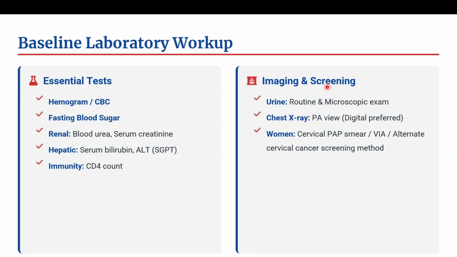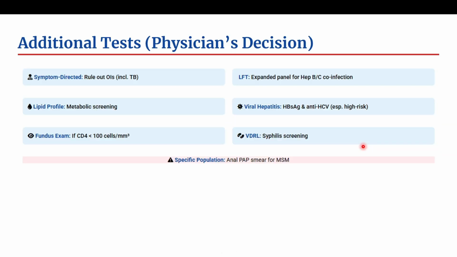Also do a urine routine microscopy examination, chest X-ray to rule out pre-existing cavity or TB, cervical pap smear or alternate cervical cancer screening method before starting the patient on antiretroviral therapy. Additional tests are physician decisions based on the patient's pattern: to rule out opportunistic infections including TB, metabolic screening, fundus examination if CD4 count is less than 100, expanded LFT for hepatitis B and C co-infection if present, HBsAg, anti-HCV, and syphilis screening if necessary. Anal pap smear for male sex workers also.